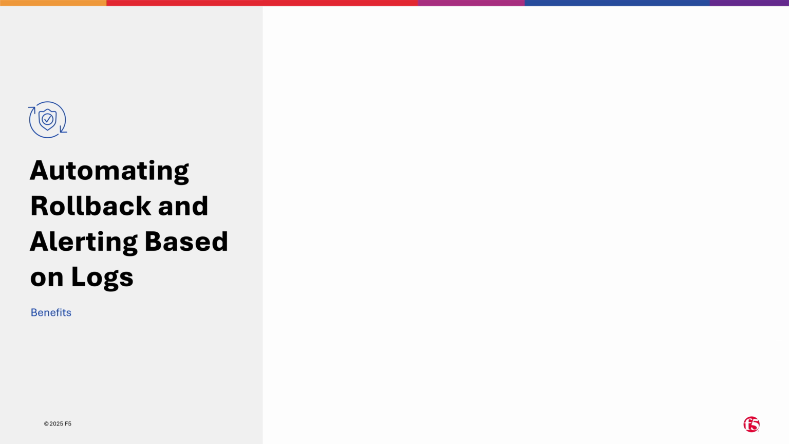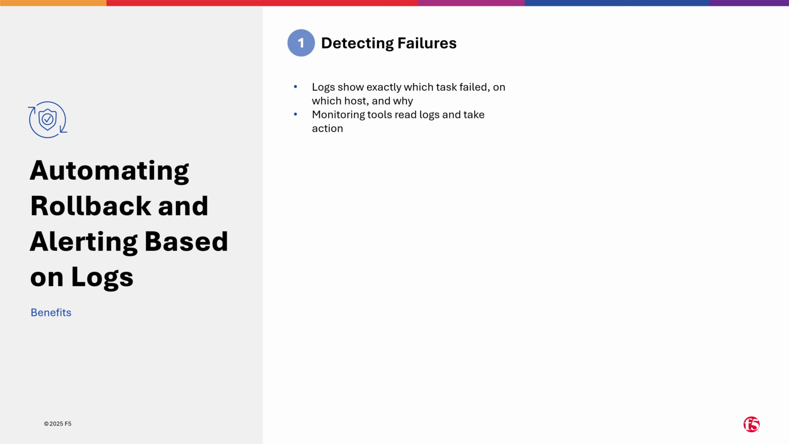Ansible logs are not just for record keeping. They provide important information that helps operators make decisions. When automating F5 Big IP devices, logs can be used for rollback, remediation, and redeployment. First, logs help with detecting failures. If an Ansible play fails, the log shows exactly which task failed, on which host, and why. Sometimes, an operator checks the log and fixes the problem or runs a playbook to fix it. In more advanced cases, monitoring tools read the logs and take action. Teams may also set up pipelines to watch for failures and run rollback or alert jobs automatically.